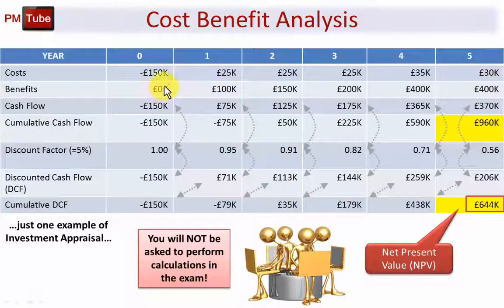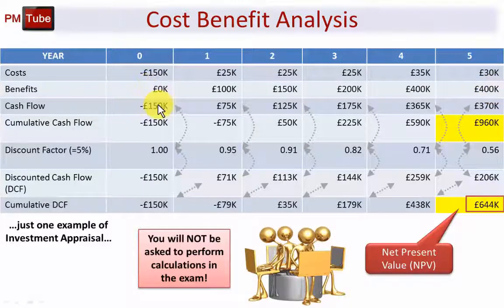Let's talk about the benefits. None in the first year because we're still delivering the project. In the first year of operations, we make an extra £100,000 as a result of this new system. Year 2, £150,000. Year 3, year 4, and year 5. So this is year on year only. I'm not showing you any totals here.